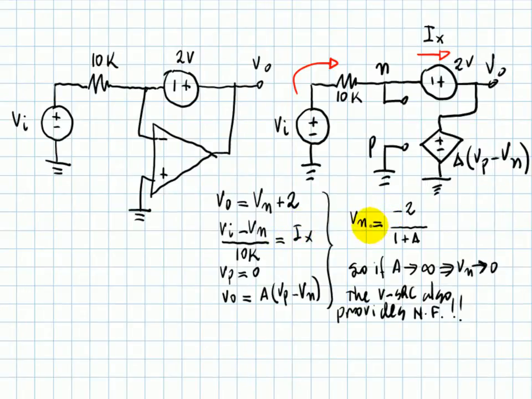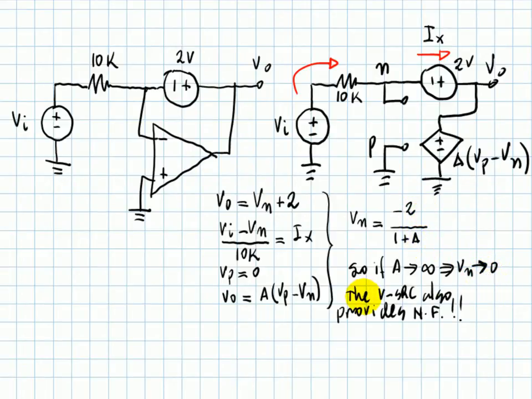We solve that system of 4 equations and 4 unknowns, and we find, among other things, what we're interested in, which is finding Vn and finding Vp. Vn is negative 2 divided by 1 plus A for any value of the gain of that op-amp. But now, if we let A grow towards infinity, Vn decreases towards 0.